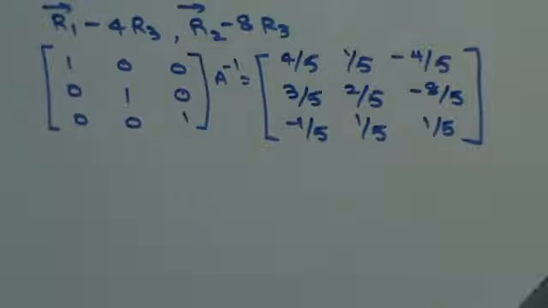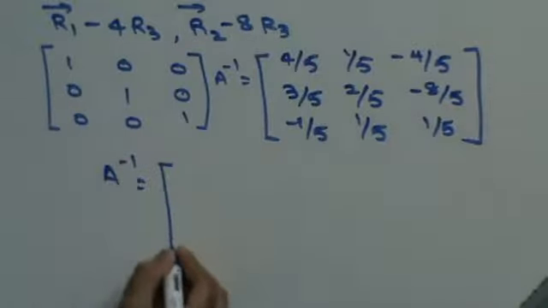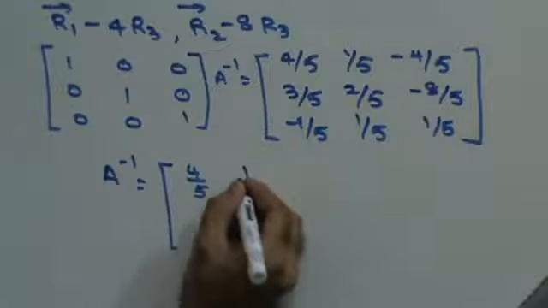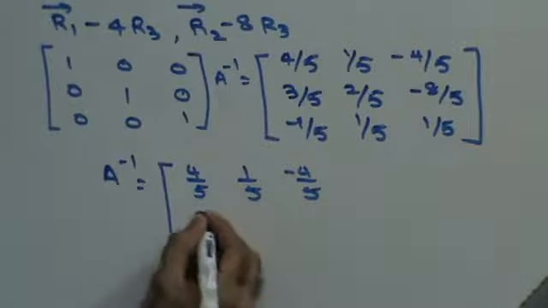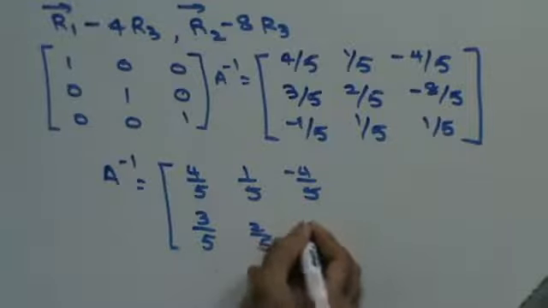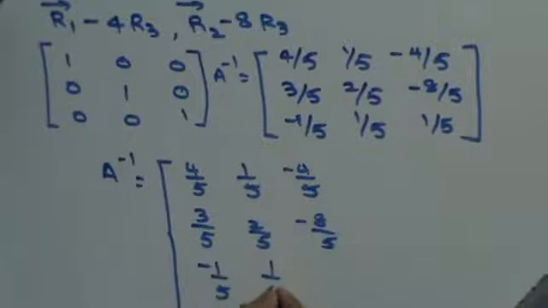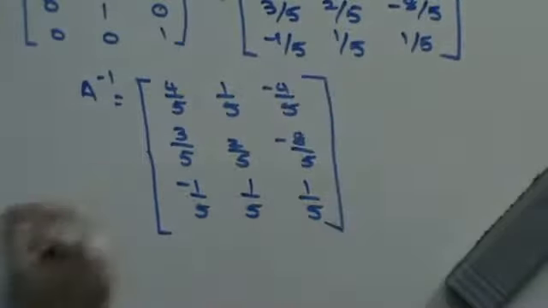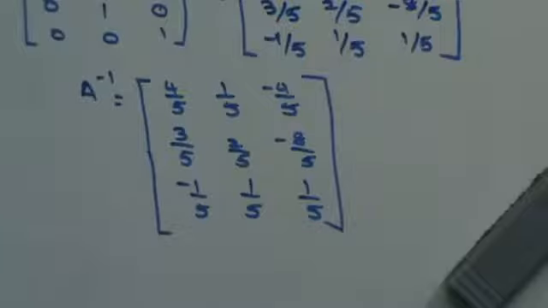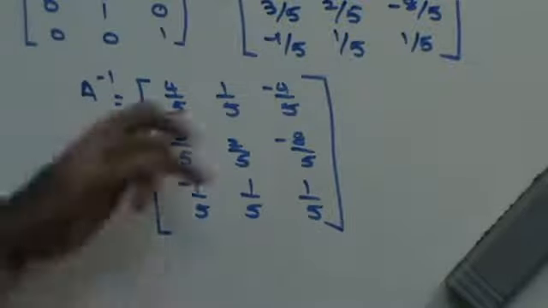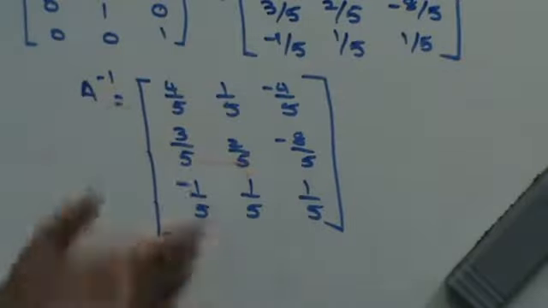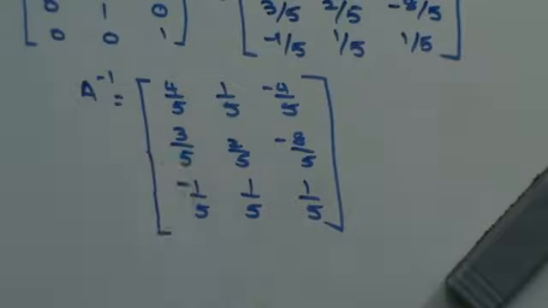Right? Now, I could either take 5 common from the whole thing or I could leave it as it is. I can say that A inverse is nothing but 4 by 5, 1 by 5, minus 4 by 5, 3 by 5, 2 by 5, minus 8 by 5, minus 1 by 5, 1 by 5, and 1 by 5. Right? So that is going to be your value of A inverse. Some authors even take that 5 common outside. Take 5 common from first row, second row, and third row, and then just write the numerator. So it will be 1 upon 25 in the numerator. But you leave it here. The more steps you do, the more mistakes you will make. So it's better that we do fewer steps and get the answer.